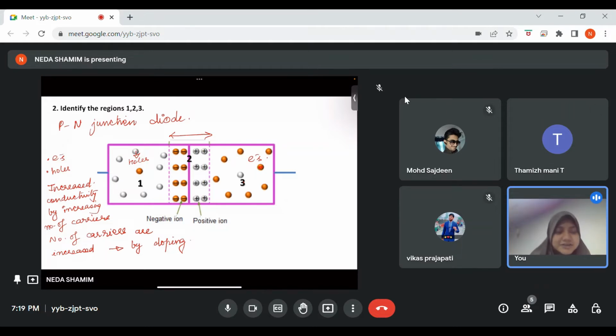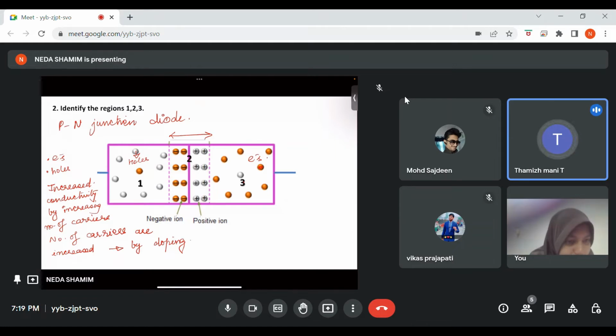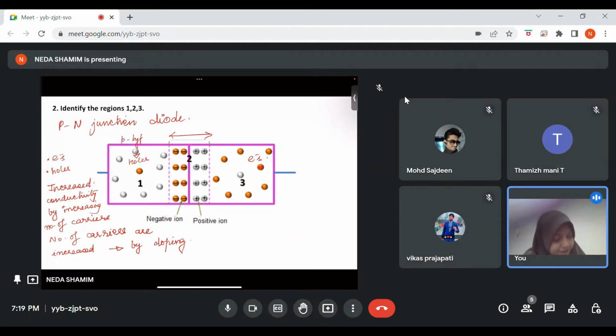This is an easy question, you can answer. Trivalent elements for p-type, pentavalent elements for n-type. Yeah, so this is a p-type semiconductor, this is an n-type region.